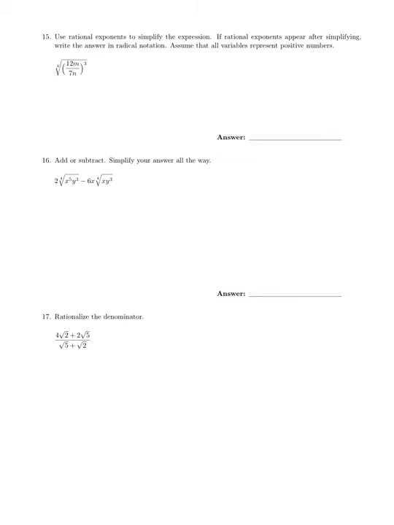Now, number 15 is pretty much the same thing. Use the rational exponents to simplify the expression. If the rational exponents appear after simplifying, write the answer in radical notation. There are so many ways that you can do this. Step number 1, this is what I usually do: I look inside of the radical and see if I can simplify something. It doesn't look like it, because if this is 12m and this is 7m, then I can simplify it, but the variables are different here. So I'm just going to have to attack the problem as is.